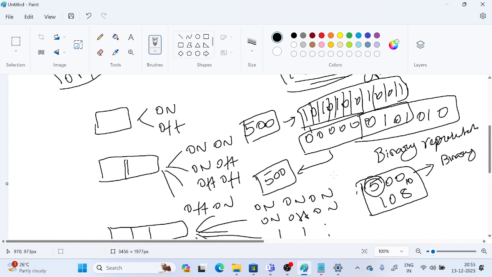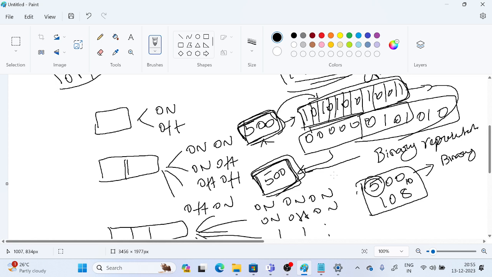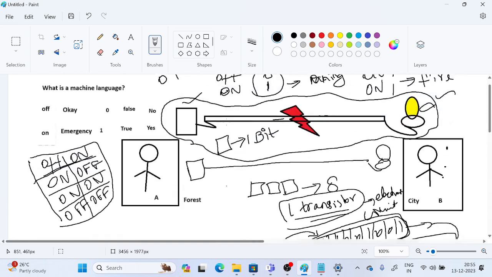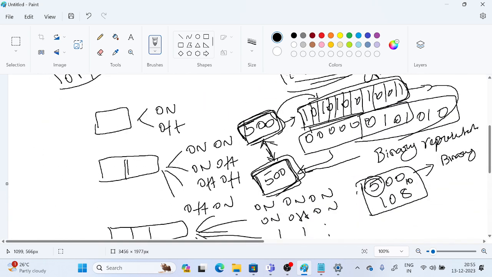If you observe this concept, you can come to a conclusion. We are performing the conversion, isn't it? First of all, we want to send 500 as a message. We are trying to convert this into a binary number. This binary number will be used in the electrical circuit, right? And the other person who is receiving this signal will convert it back into the decimal number. So in the modern world, this conversion is taken care of by compilers, right? The compiler does this conversion in the modern world.